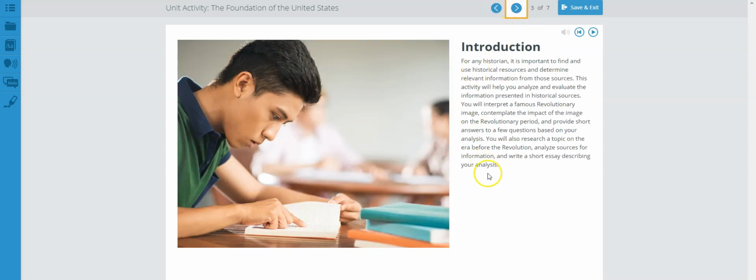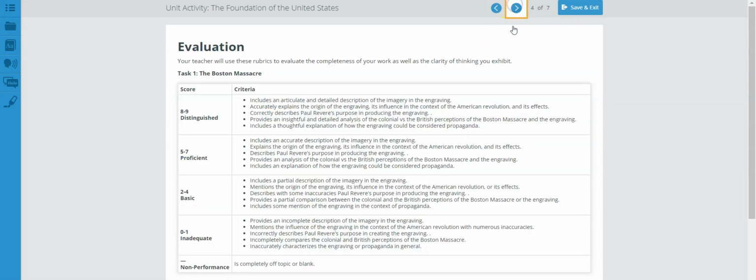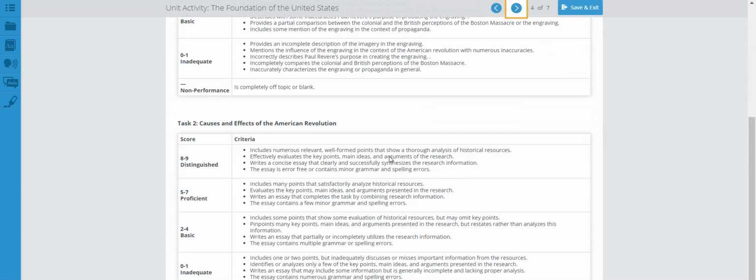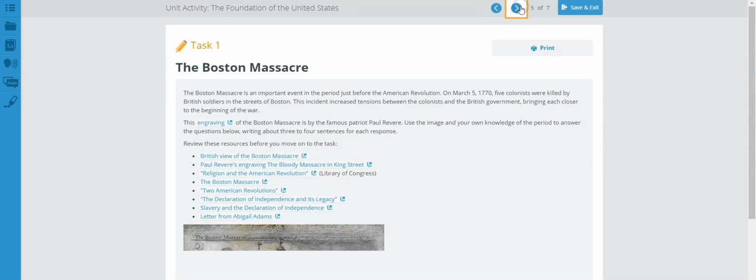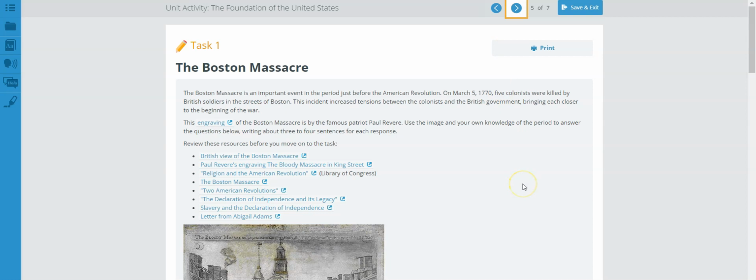Make sure that you read the introduction. Make sure that you read the evaluation process. This will get you the best grade possible. Take your time. Don't be rushing through this activity. Make sure that you're seeing what particular components of your work will get you the best grade possible. There's nothing wrong with taking extra time to make sure that you're being successful here.